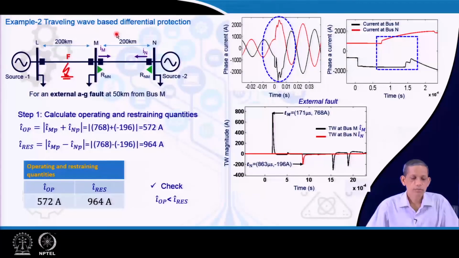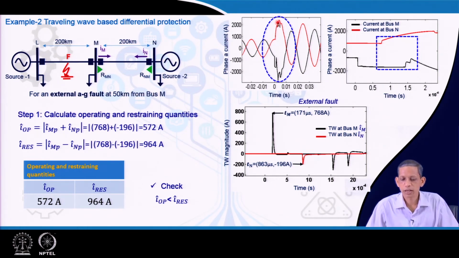Example 2 is on the second situation, and that is an external fault case. So, beyond the line towards the left of M, between M and L, a fault is created 50 kilometers from this M bus, and the corresponding signal obtained for phase A is this. If we expand this, we again get something like this. This is our focus, the first change which we observe in this case.